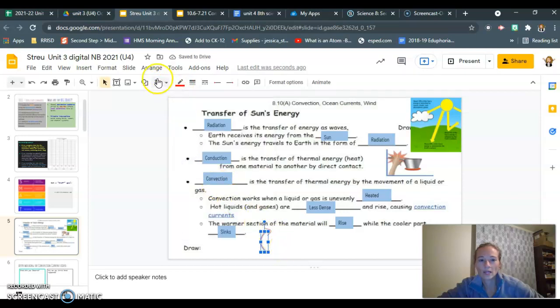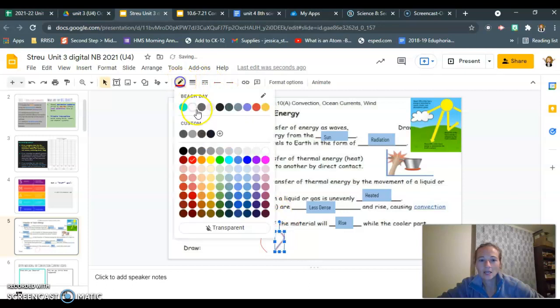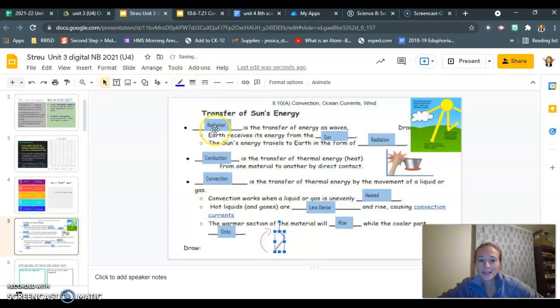So we have red going up, blue going down, and it is going to make kind of a circular pattern. We should get some swirls happening, okay? So that's what you're going to add right there. Draw the convection current right there.